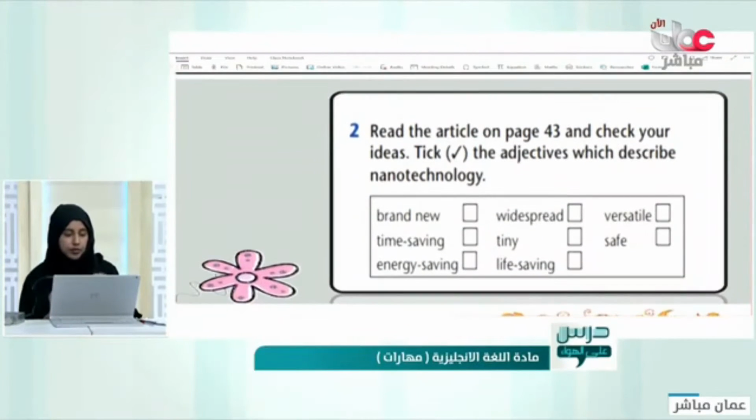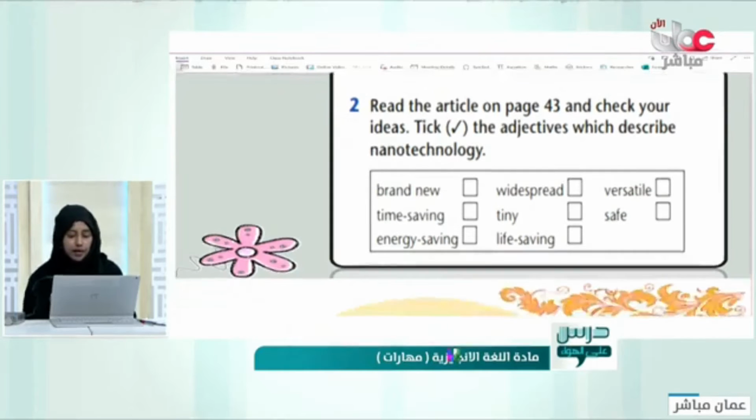Okay, now let's move to task number 2. You are going to look at task number 2 on page 43 and check with me the ideas about nanotechnology. So I think all of you went back and checked the ideas of nanotechnology. Let's have here an adjective. If you remember from the learning outcomes, the first one we said we are going to what? Identify new adjectives which describe nanotechnology. Look here, we have many adjectives. Let's read them together and find if they are related to nanotechnology or not.